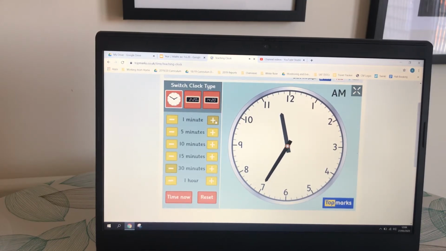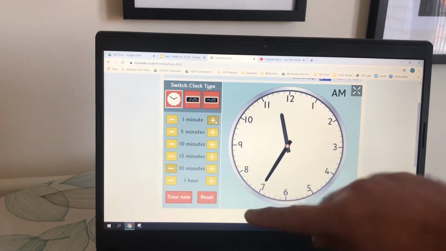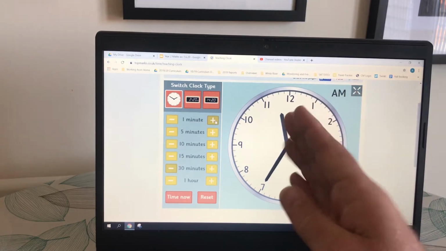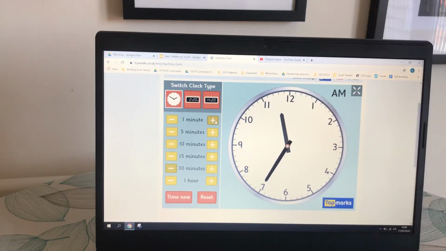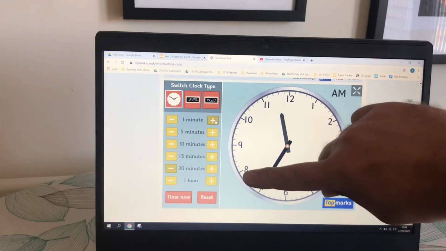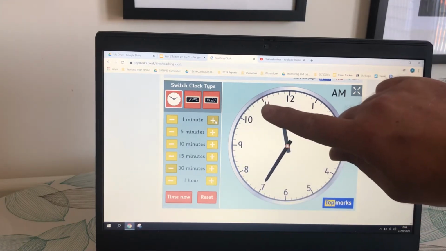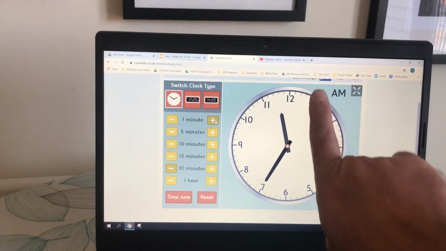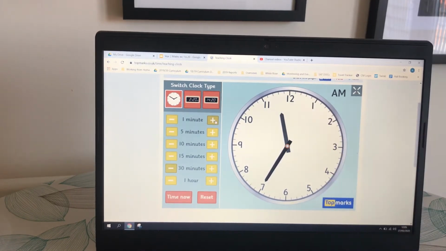5 more minutes and we get to this. So the minute hand is pointing to the 7, and now we're thinking how many minutes until the next hour, and the next hour is 12. So how many minutes to 12 o'clock? And we can actually count round in fives. 5, 10, 15, 20, 25. So it's 25 minutes to 12. 25 minutes to 12.